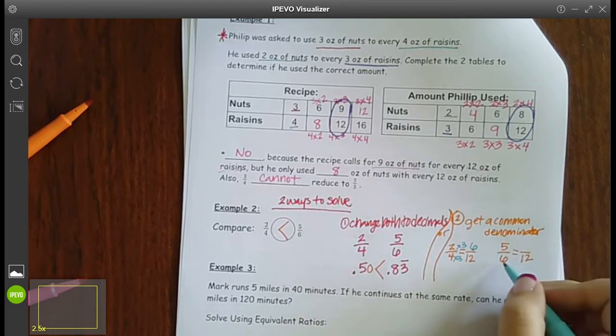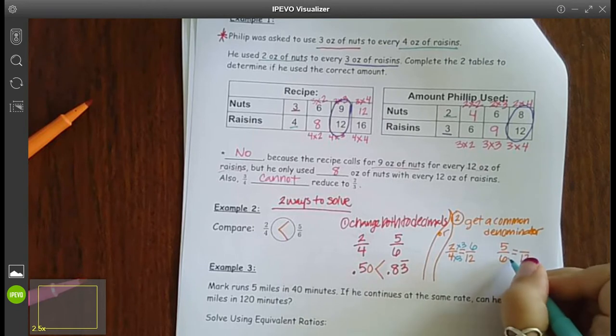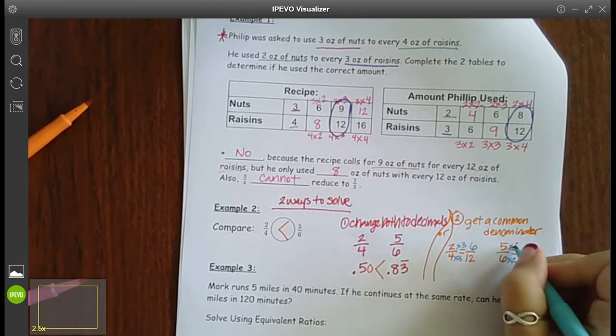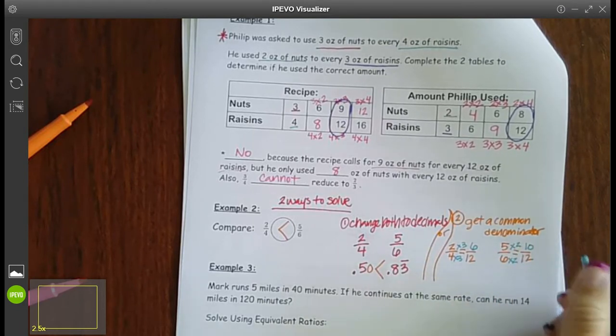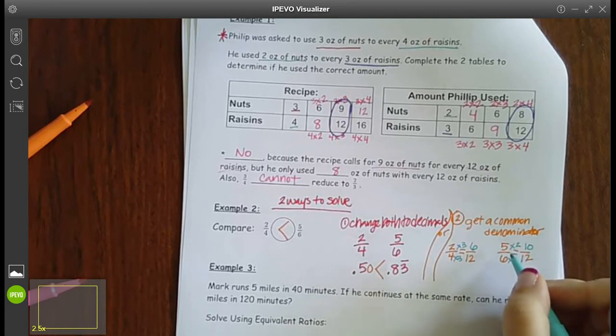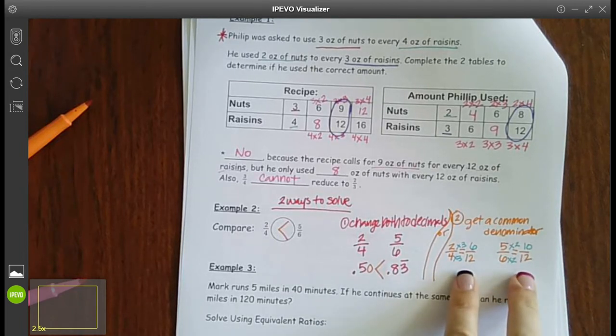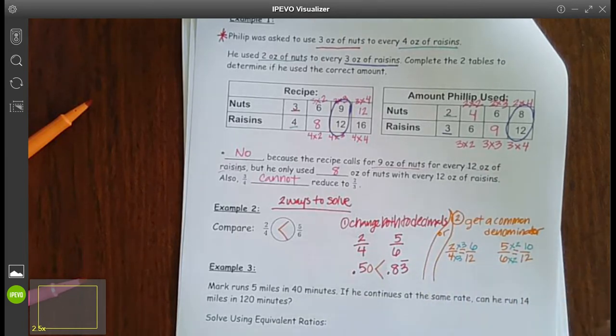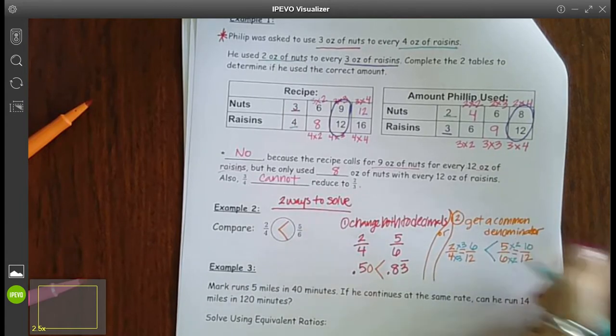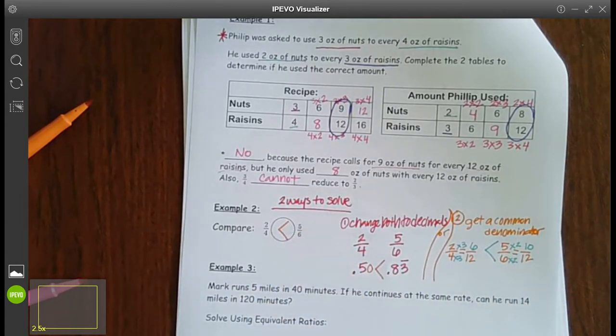Right here, this one, 6 times what is 12? 2. So 5 times 2 is 10. 10/12 is equivalent to 5/6 because they both reduce to 5/6 in simplest form. Now that I have the same denominator, I can just compare the numerators. What's bigger, a 10 or a 6? The 10 is, so 10/12 is bigger than 6/12. So I'm going to have it facing this way, which matched what we did before, right? So it's just a matter of preference of which way you think is the best.